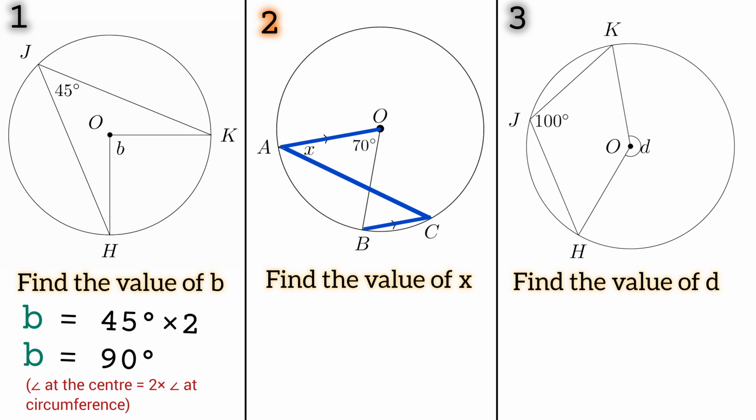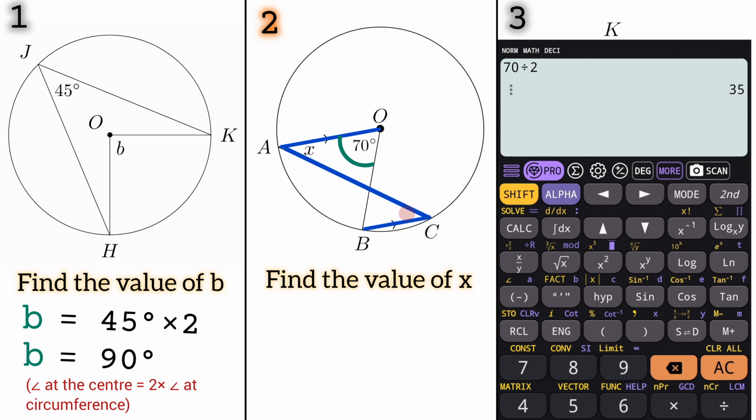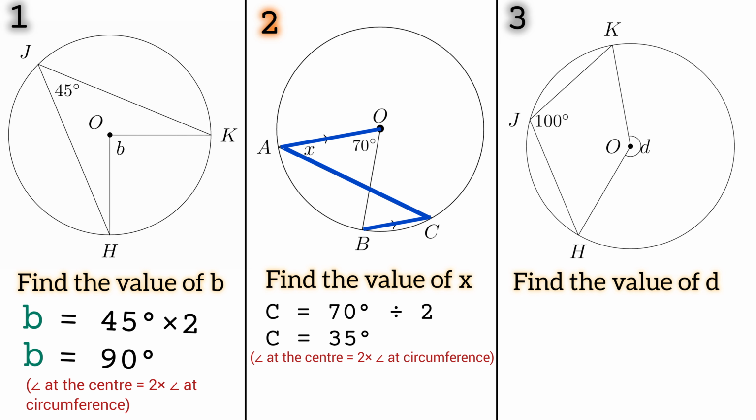Theorem 2 states, the angle at the center is twice the angle at the circumference, and we are given the angle at the center, which is 70 degrees. To find the size of angle C, which is the angle at the circumference, we divide 70 degrees by 2, which will give us 35 degrees. We are looking for the value of x, which is angle A, and we know that angle A and angle C are alternate angles, and alternate angles are equal. So if angle C is 35 degrees, then angle A is also 35 degrees.